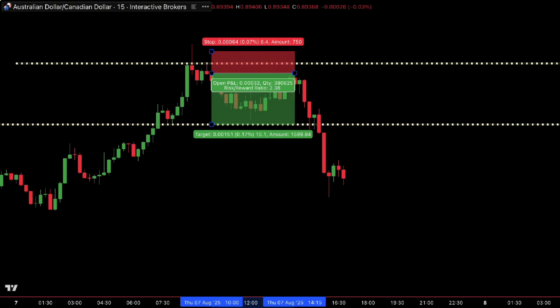So next time you see a candle sweep one side of the range and close back inside, remember this. Smart money just showed their hand. Your job is to wait, confirm it on the lower time frame, and then ride the move in the opposite direction.